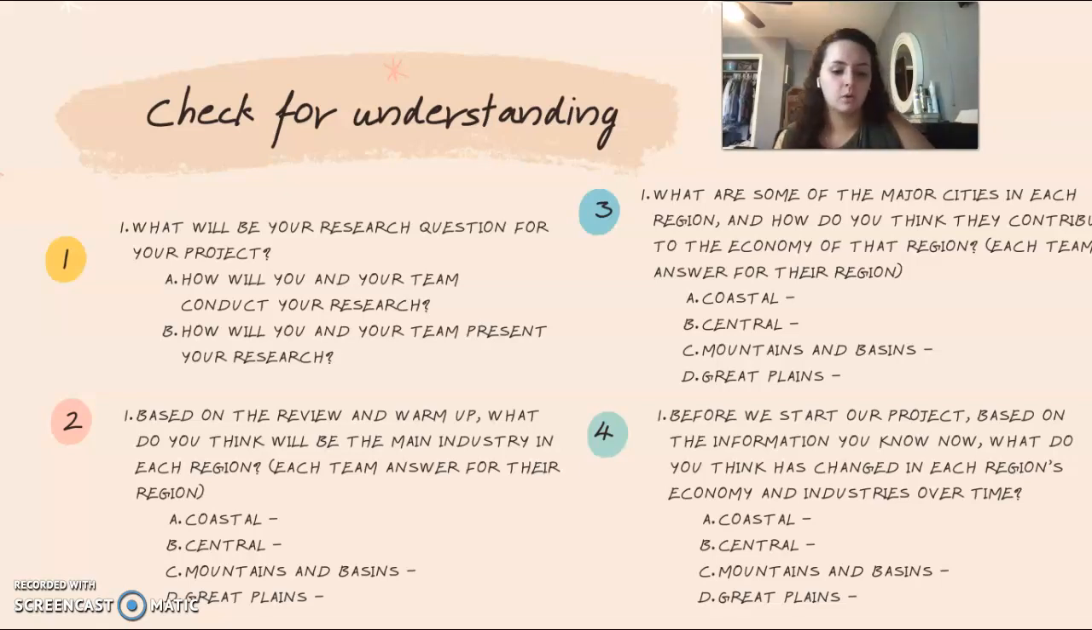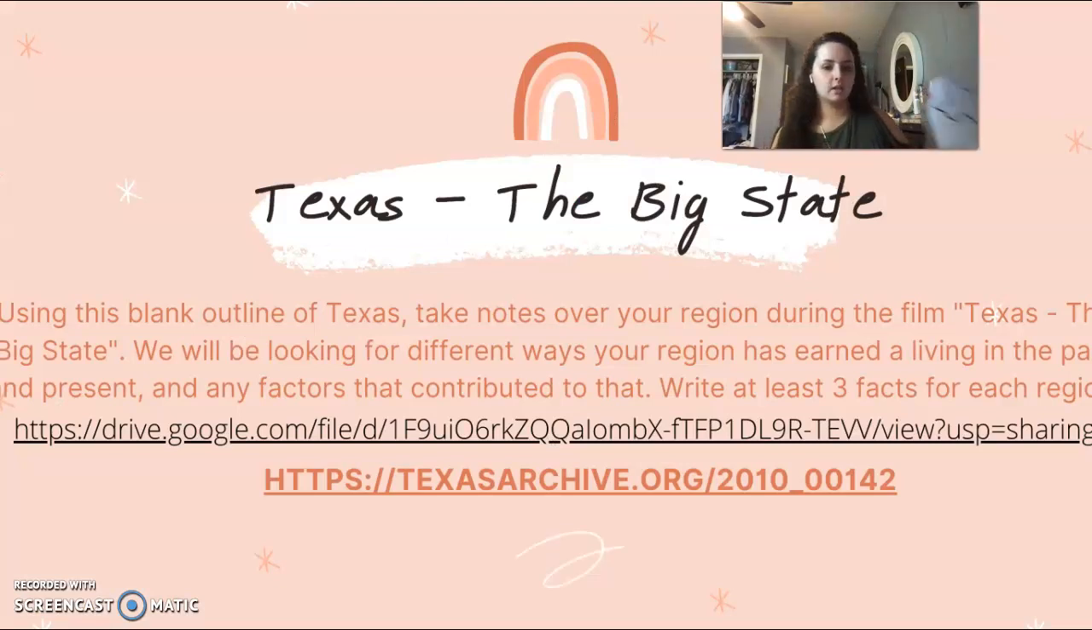So now I'm going to be handing out a blank sheet like this that has the state of Texas. And I want you to use this to take notes over the film that we're going to watch called Texas, the Big State. This is an older film, but it's going to show you how regions have earned a living in the past and the present. And I want you to write at least 3 facts for each region, so in total you should have about 12 facts. All right, can someone please share with me the rules for when we watch a film?